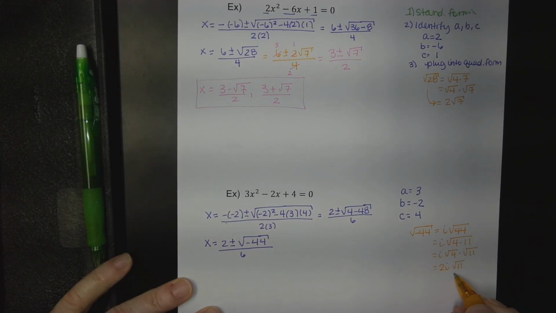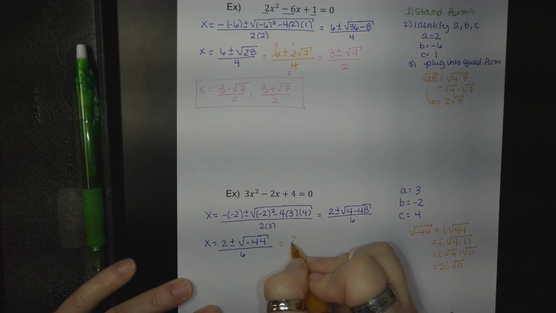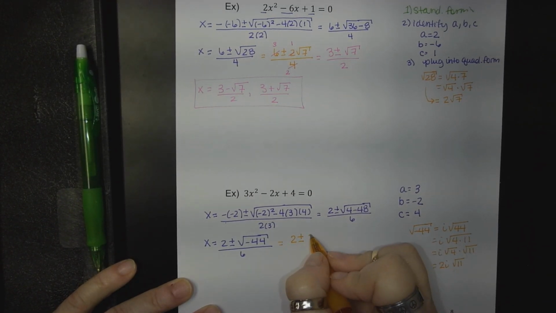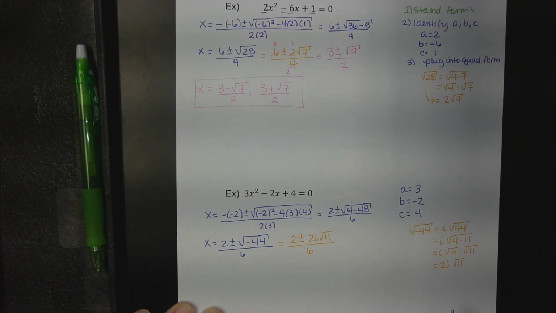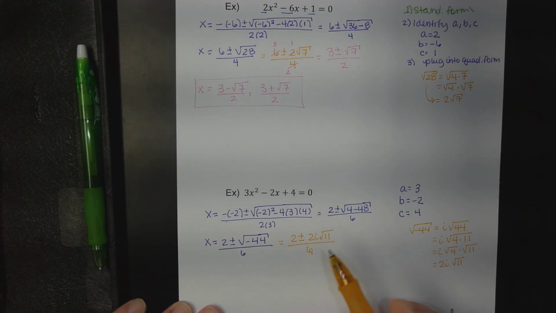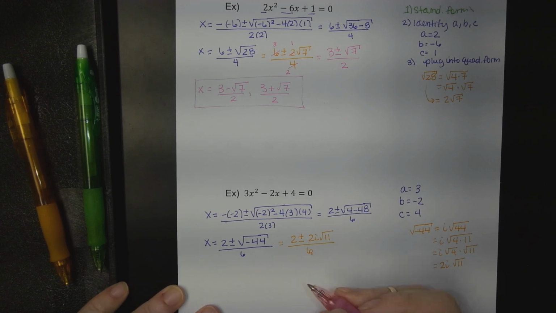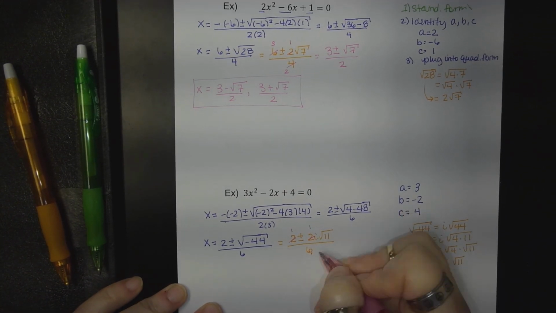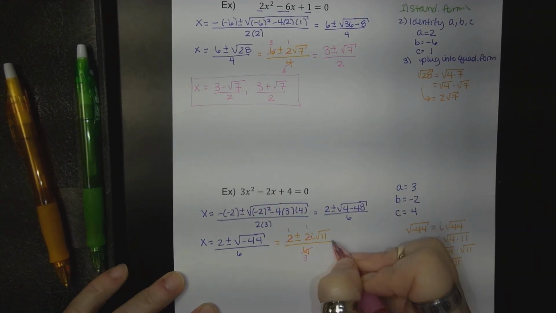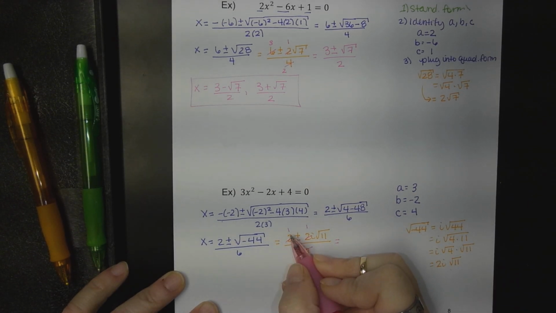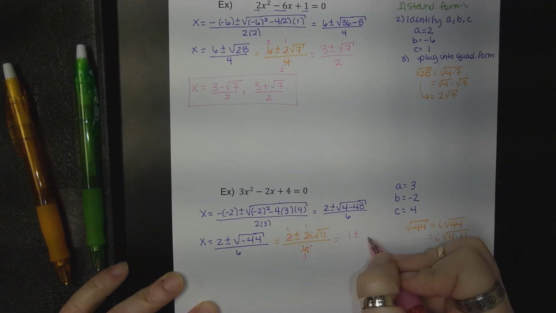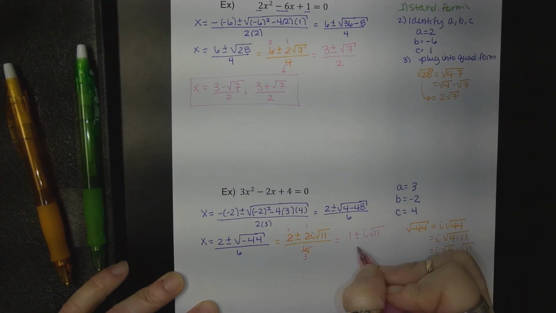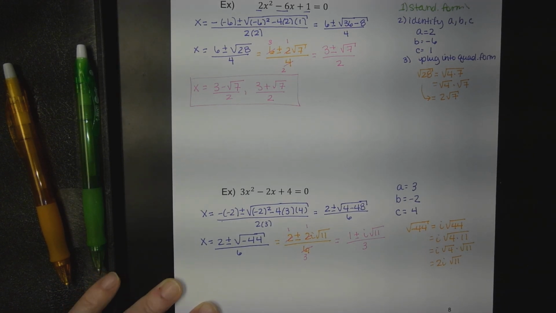So we'll rewrite that as this: 2 plus or minus 2i square root of 11 over 6. Now once again, we can see that 2, 2, and 6 are all divisible by 2. So let's do that cancellation. 2 goes into 2 one time, and into 6 three times. So let's rewrite this. We have to write this 1, so 1 plus or minus, but we don't have to write this 1 because 1 times i is simply i, square root of 11 over 3.